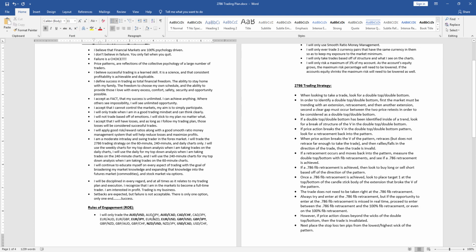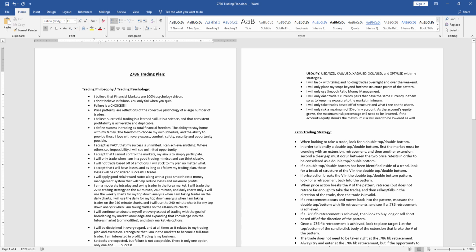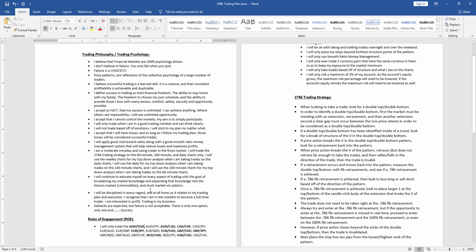And I'll probably be posting multiple videos on this, and it'll just be a series of how do you create a trading plan, how do you create a trading journal, and how do you backtest. And that's basically what this is going to be, the first video of that series. So, as you can see, this is my rules of engagement, my ROE.